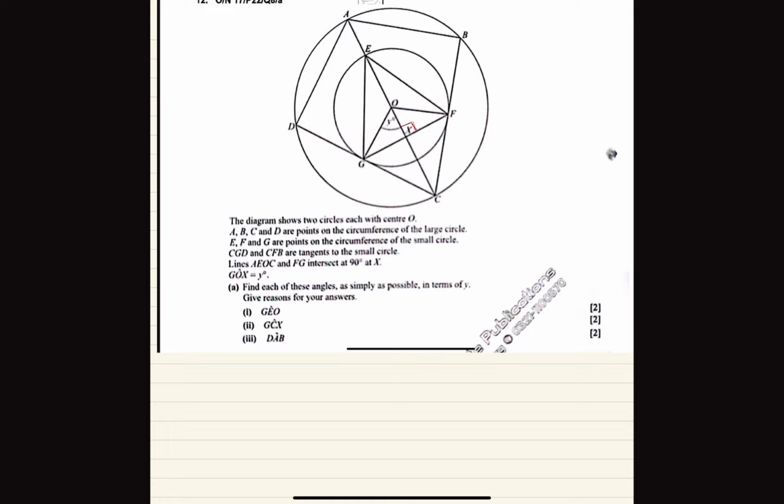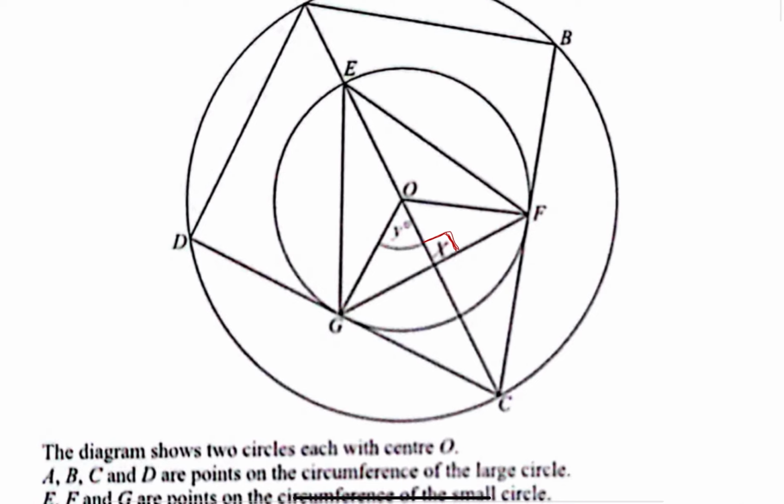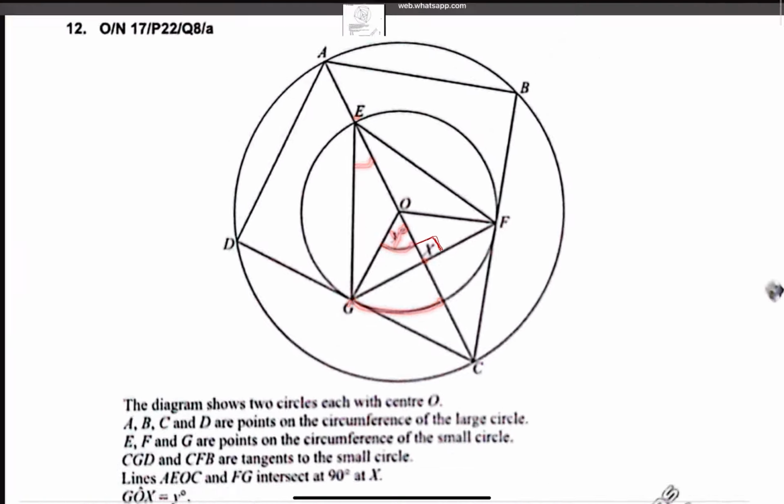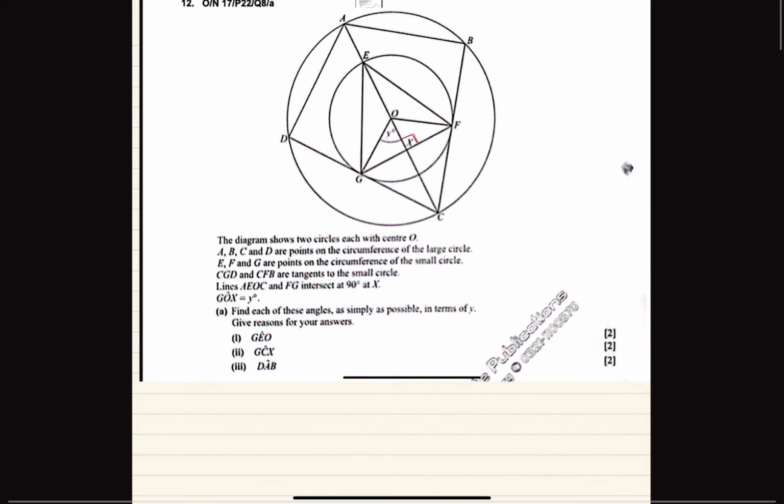We need to find out what? GEO. So this is easy. If you see this circle, right? This y is subtended by this arc. The angle that we need to find out is also subtended by this arc. So this GEX, GEO that we need to find out, should be 2y.